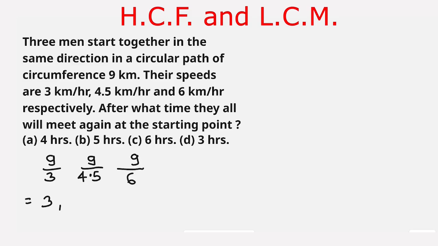The second person completes the circle in 9 divided by 4.5, equal to 2 hours. And 9 divided by 6 is 3 upon 2, or 1.5 hours. So we need the LCM of 3, 2 and 1.5. 1.5 is already included in 3, so we find the LCM of 3 and 2, which comes out to be 6 hours.